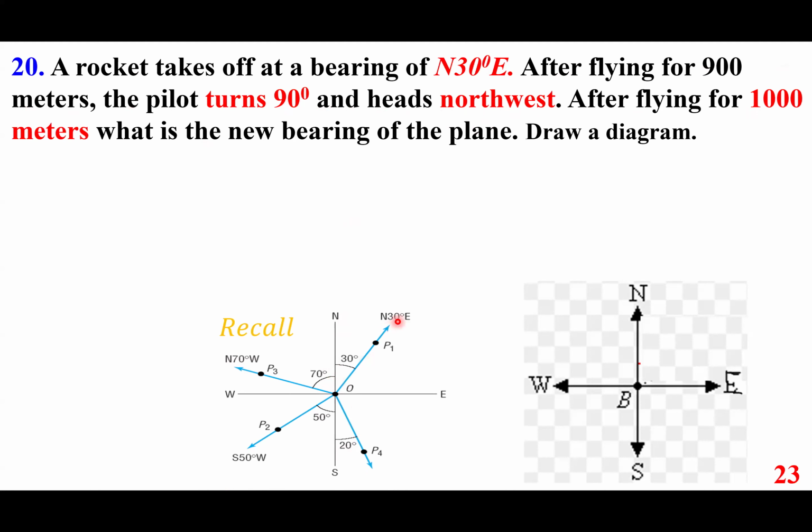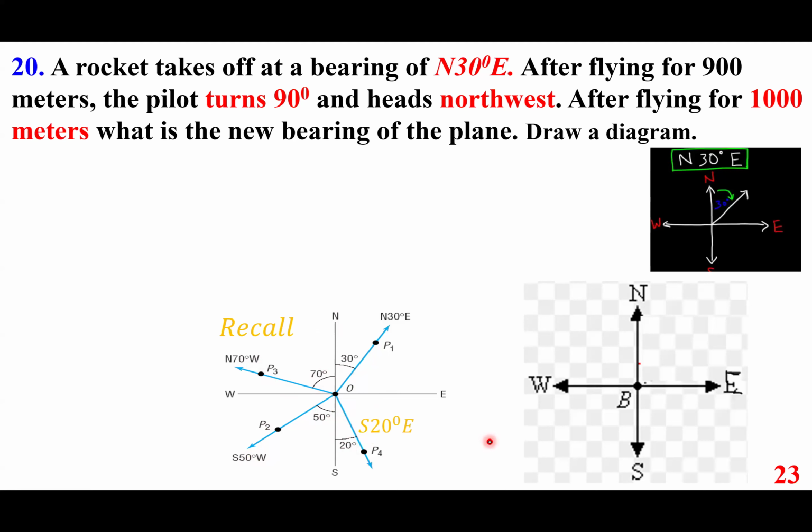So for example, this one is north, 30 degrees east. Okay, this one is still north, but this time 70 degrees west. This one is south now. South, 50 degrees west. What would this one be? South, 20 degrees to the right, east. Okay, so that's the concept. Now, north 30 degrees east means going this way.